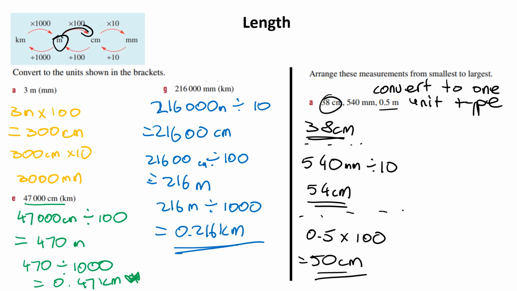Okay, so if I had to put an order in, so I'm just going to write next to it, I'm going to write the smallest to largest. It'd be this one, then this one, and then this one. Okay, so those are some examples of how you can convert lengths.